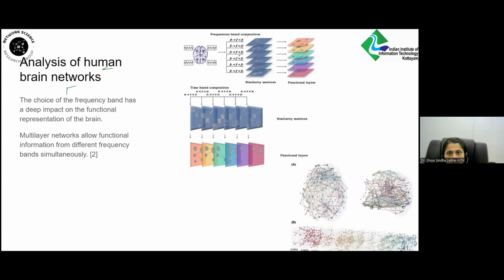It is shown here a little bit from the brain. Different regions are marked and the functional connectivity between these regions is captured. Based on some frequency band, we choose the data. Okay, now consider.